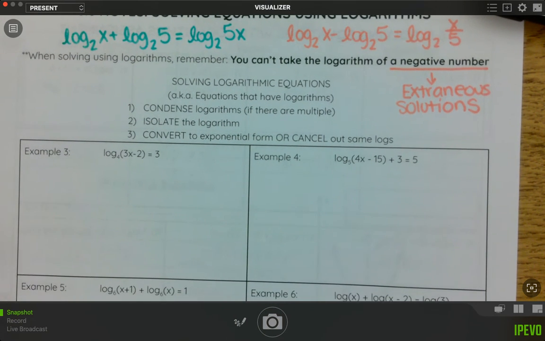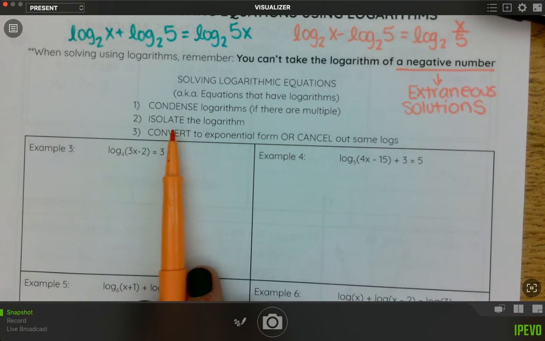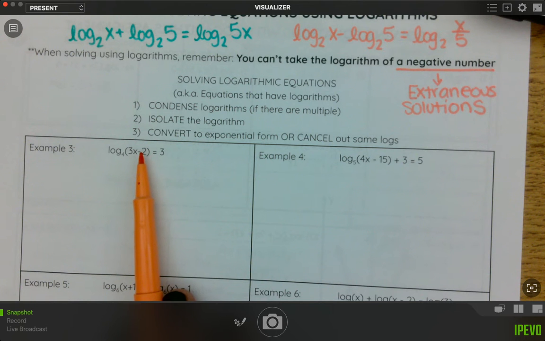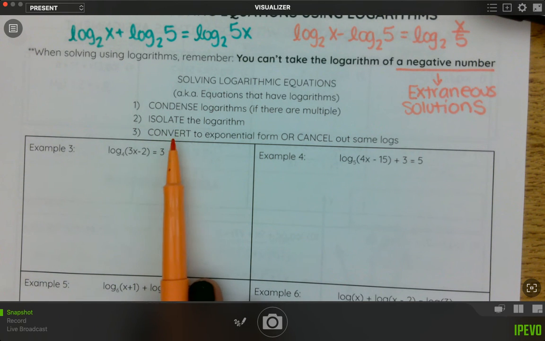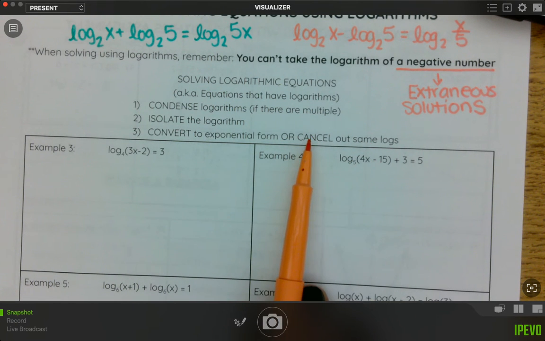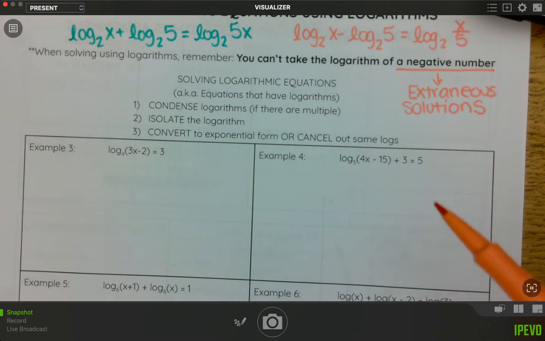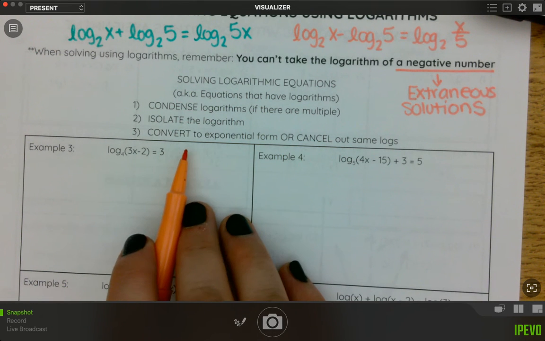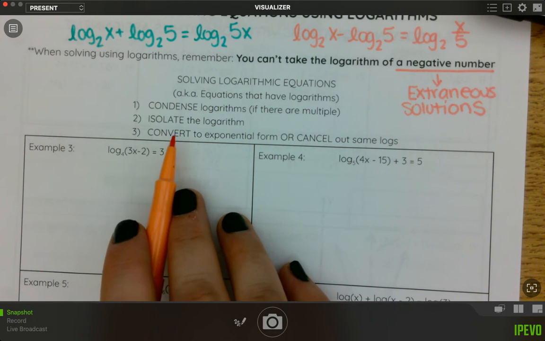Okay? So let's take a look at this first one. I'm just going to walk you through how I would get it started. Check to see if there's multiple logs. There's not, there's only one. So that takes you from here to here. Is there anything outside this log on this side of the equation? No. So it's already isolated. That means we're either going to convert or cancel out some logs. Canceling out means same logs. There's not two logs. So same logs means you have a log base 4 on this side and a log base 4 on this side. There's not that. So we're going to convert.